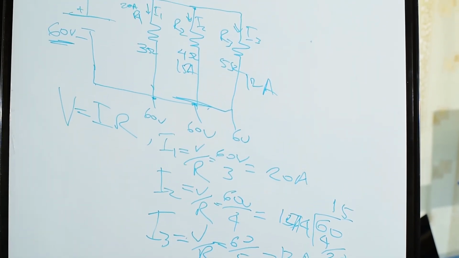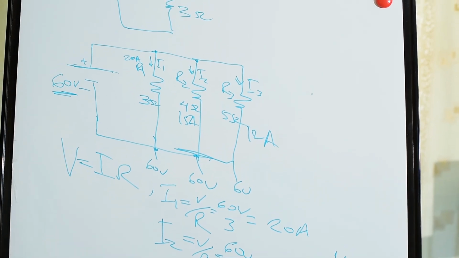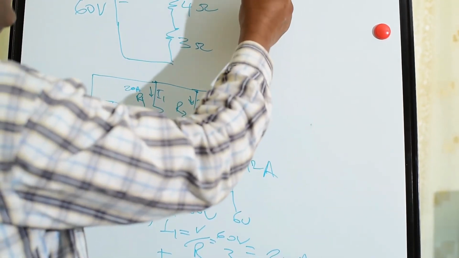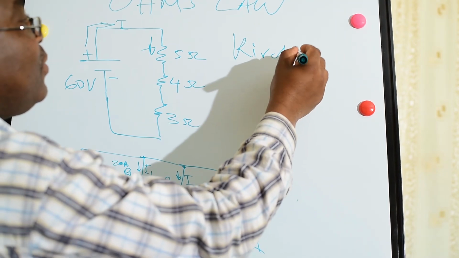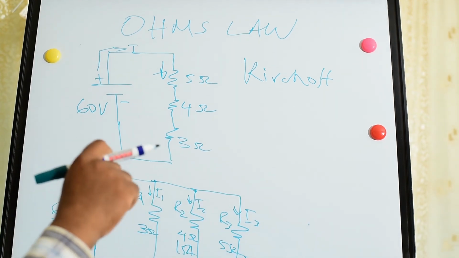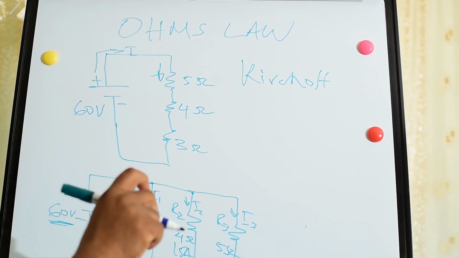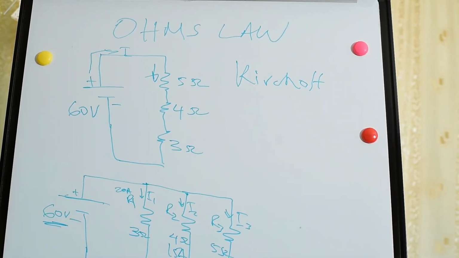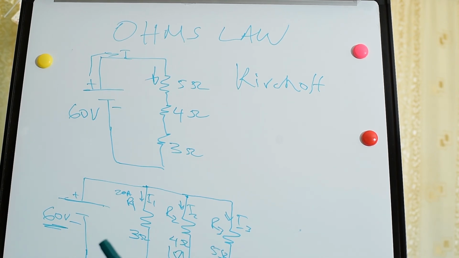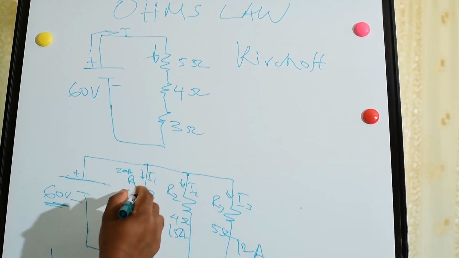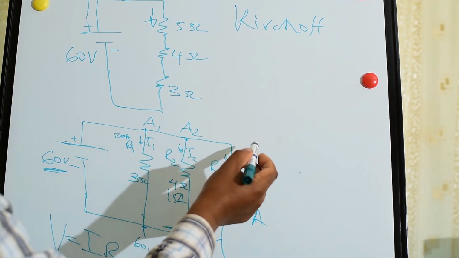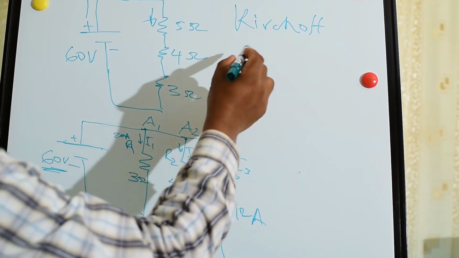Kirchhoff's law says that the current flowing into a node is equal to the summation of the currents in the branches flowing out of the node, or the summation of the currents at the node is 0. This is the node. Let's take the first node and see Kirchhoff's law.